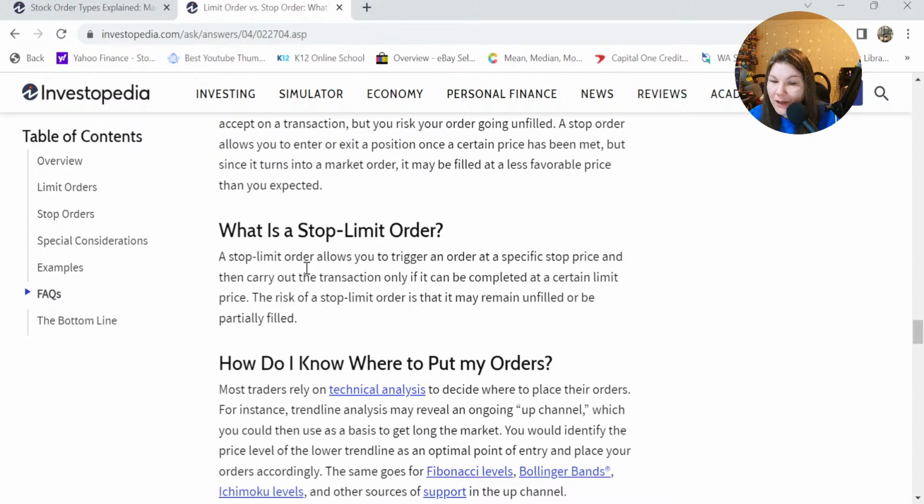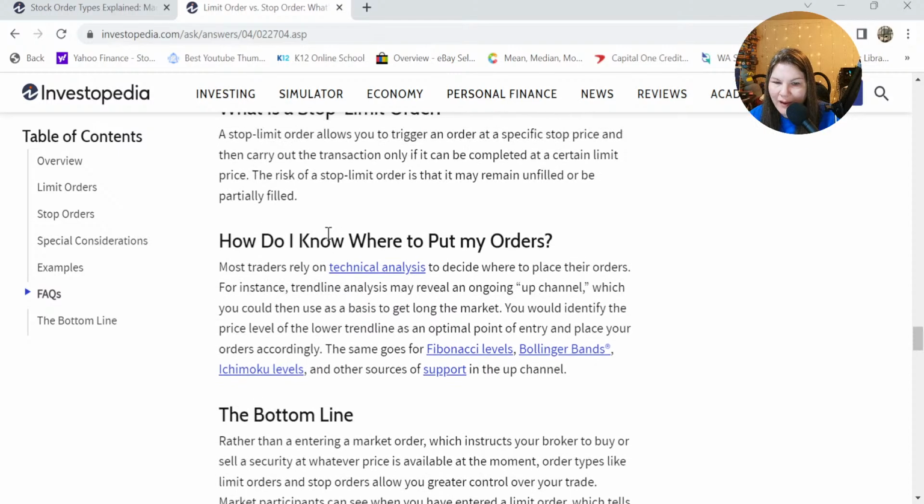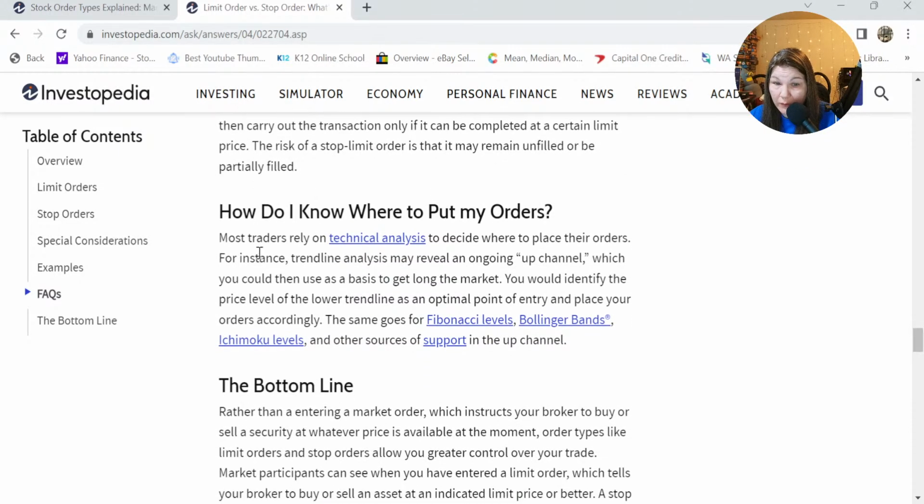So, a stop limit order allows you to trigger an order at a specified stop price and then carry out the transaction, only if it can be completed at a certain limit price. The risk of a stop limit order is that it may remain unfilled or be partially filled.